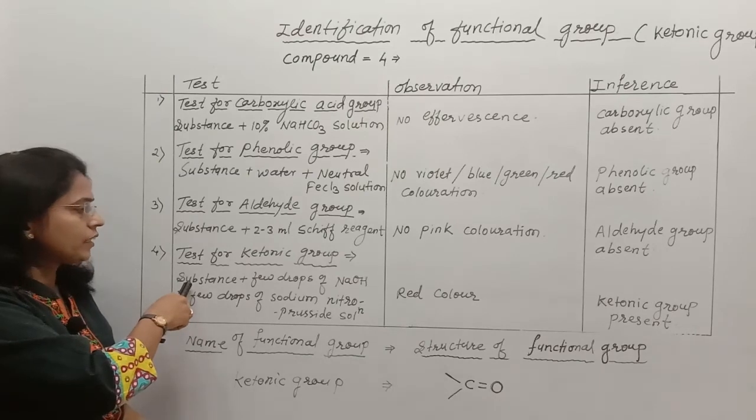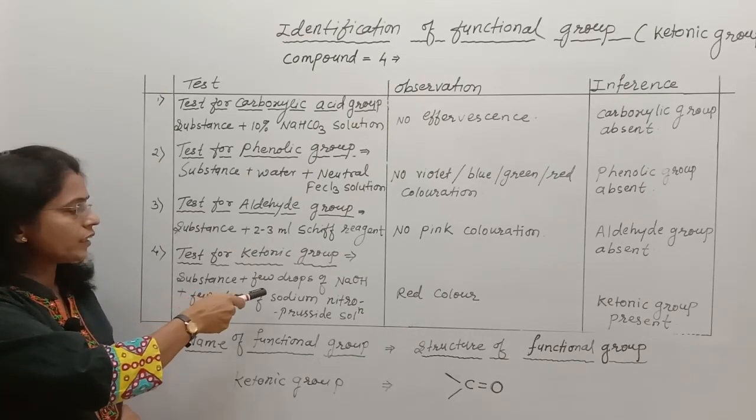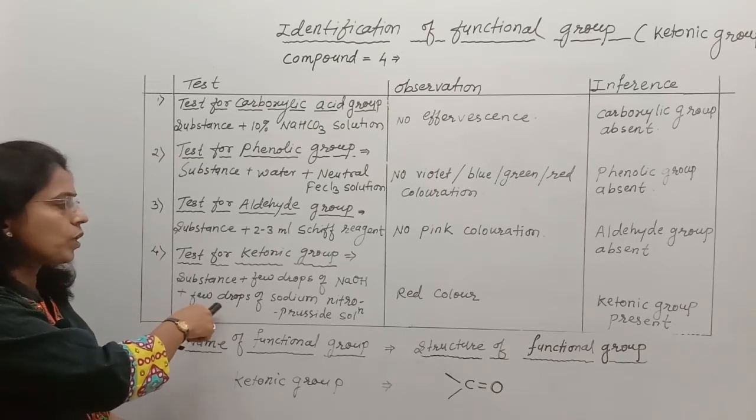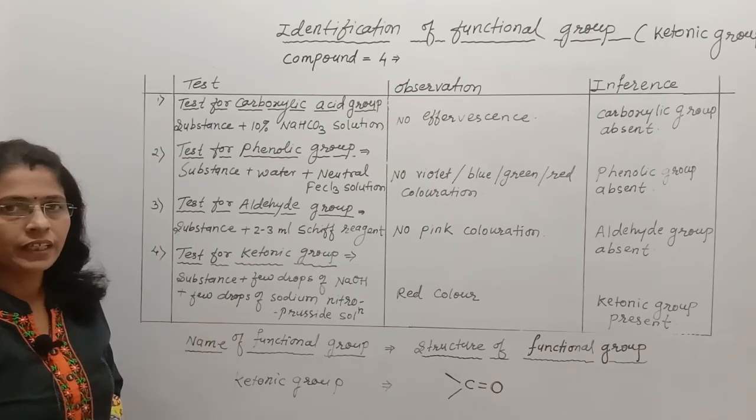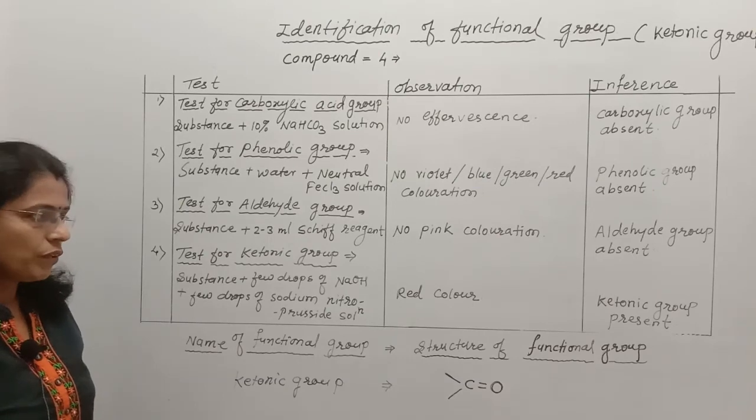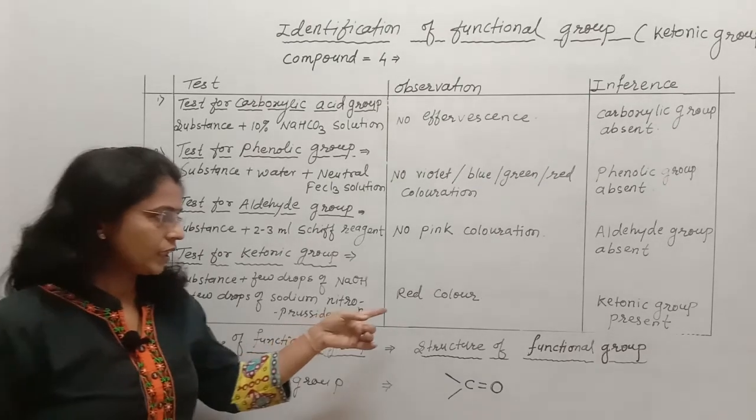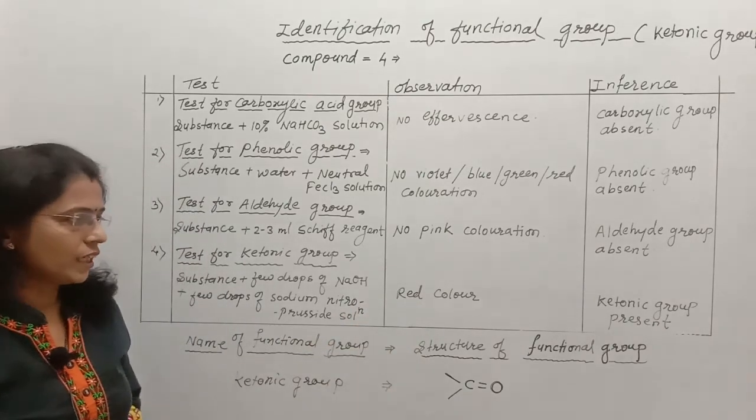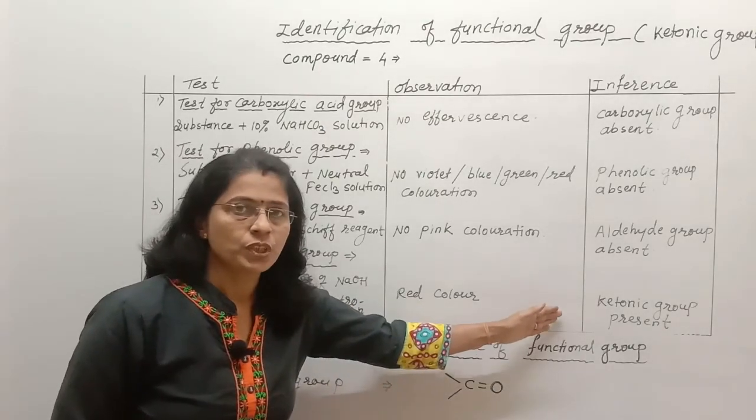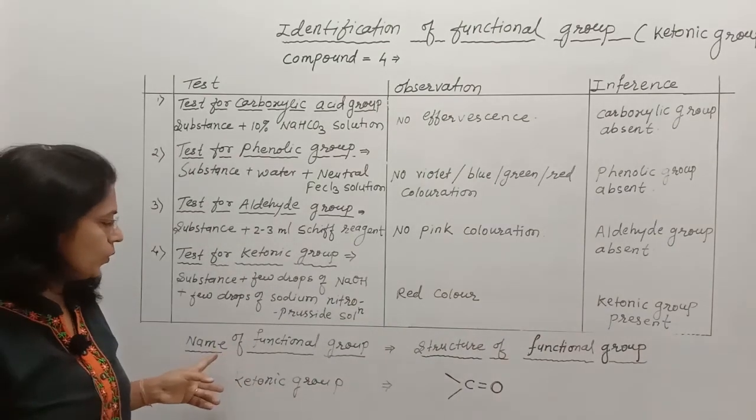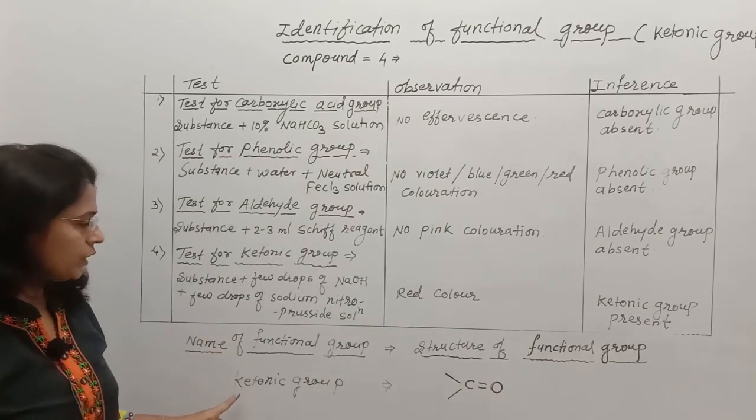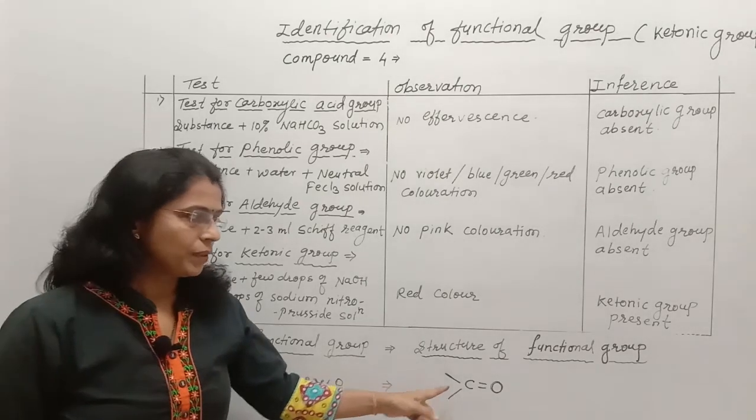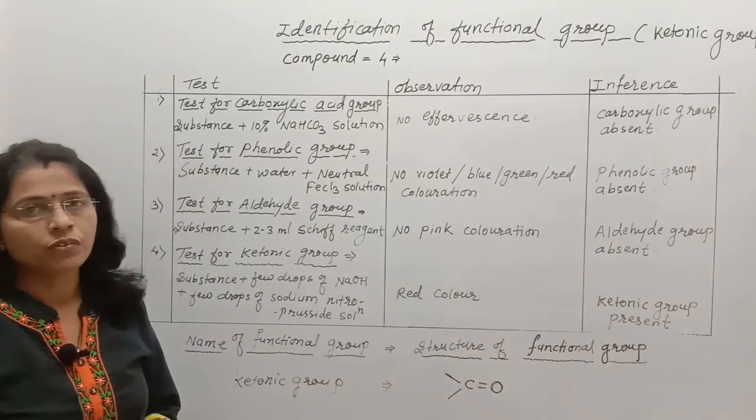Lastly, when we take a little amount of substance, to that a few drops of NaOH are added and a few drops of sodium nitroprusside were also added, then we find that we get red color, and this proves that there is presence of ketonic group. So note in your notebook that the ketonic group is the functional group, and represent the structure of your functional group.